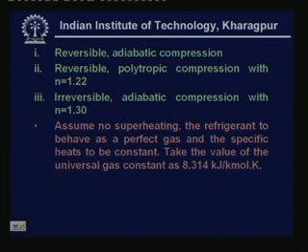You can assume no superheating and the refrigerant to behave as a perfect gas and the specific heats to be constant. Take the value of the universal gas constant as 8.314 kilojoule per kilomole Kelvin. Let me give a hint. As I have already mentioned, you have to assume the refrigerant to be a perfect gas. So, you have to apply PV^n = constant and you also can apply PV = RT. These two equations you will be applying.